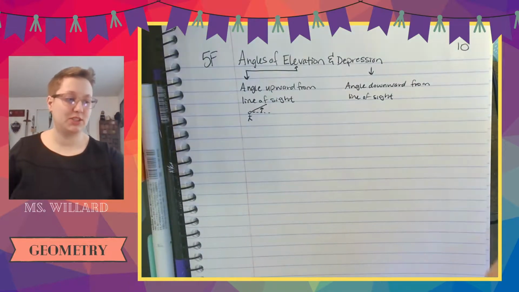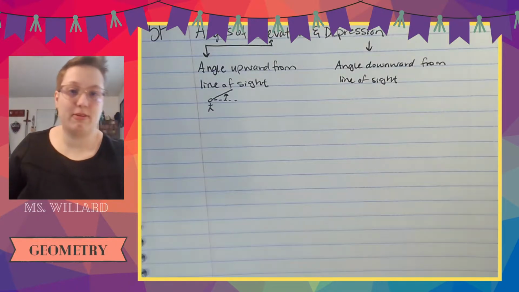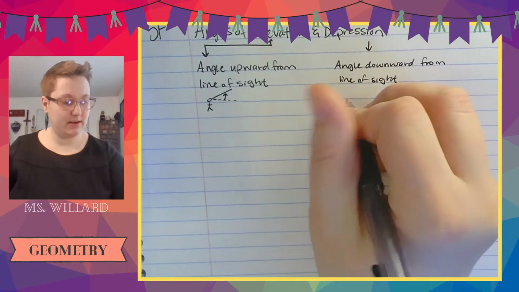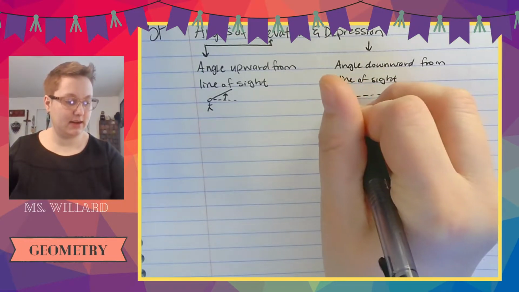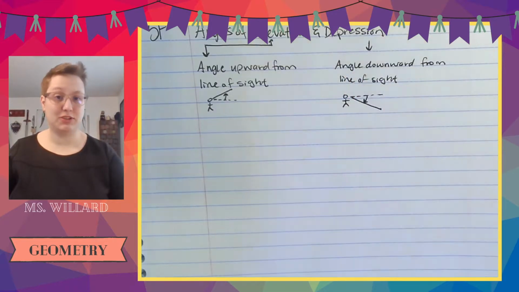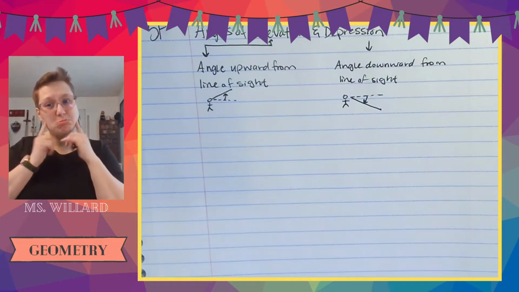And then angle of depression is the angle downward from line of sight. So same thing, I'm standing. Here's my line of sight. And then here's my angle of depression. It's when I'm looking down.